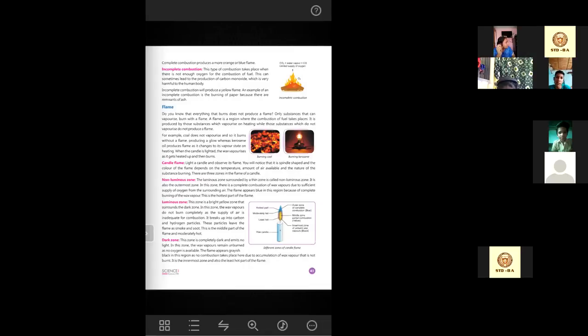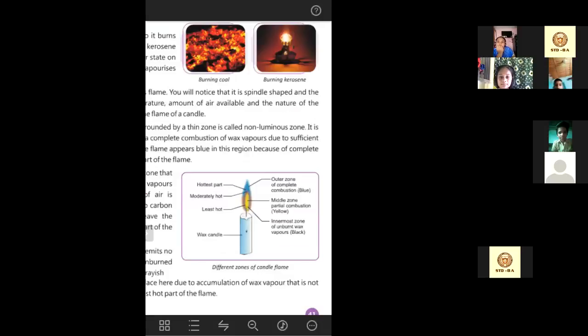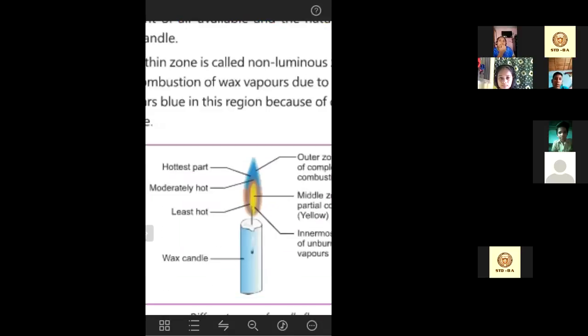So the candle flame has so many zones around it. I have told you the three main zones it has: non-luminous zone, luminous zone, and dark zone. So what is the non-luminous zone? The luminous zone surrounded by a thin zone is called the non-luminous zone. This one I told you yesterday also. The outermost zone is called the non-luminous zone, and this is the hottest zone also.